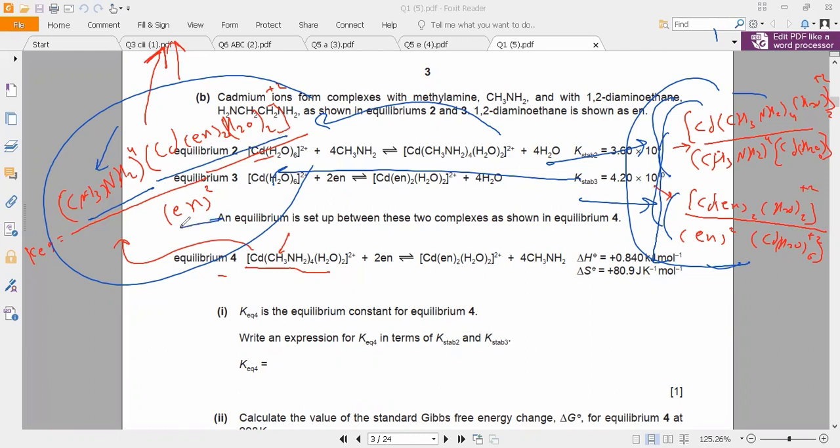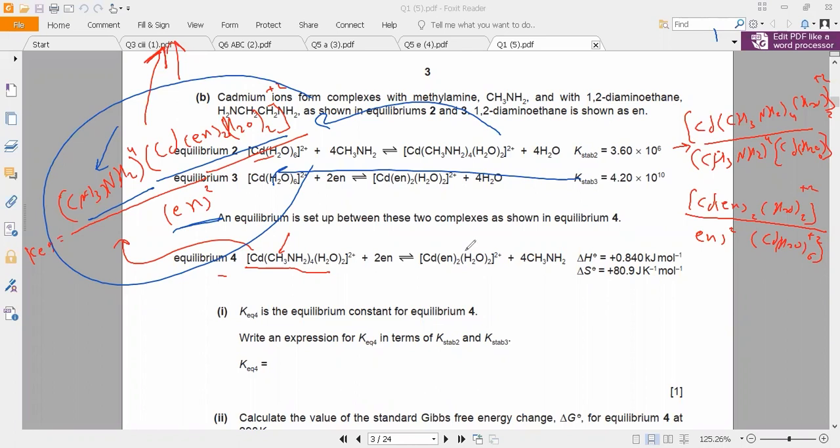And here down we have [En] to the power of 2. Down here we have En by 2. So how can we get such a thing? By doing what? Okay, so guys, let's try to divide. Let's try to divide K stab 3 by K stab 2.